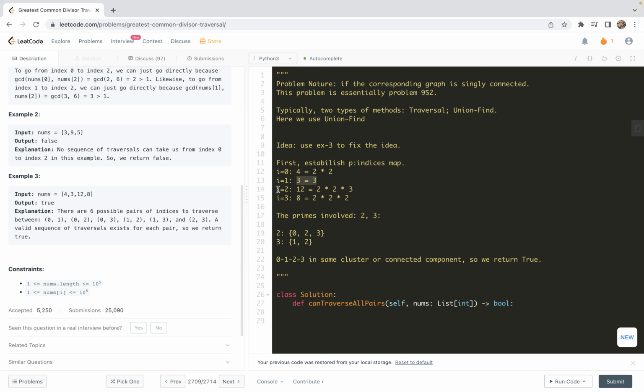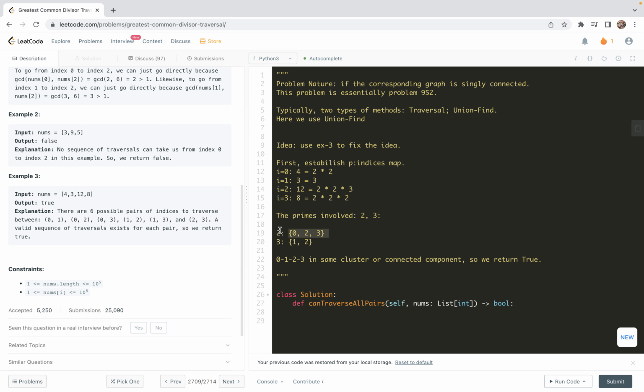Here I'm going to use example 3 to fix the idea. The big picture of this coding task: first I'm going to establish a prime and indices map. Here the prime means the primes involved in the numbers in the list, and the indices means the indices of the numbers that contain the prime p as a factor.